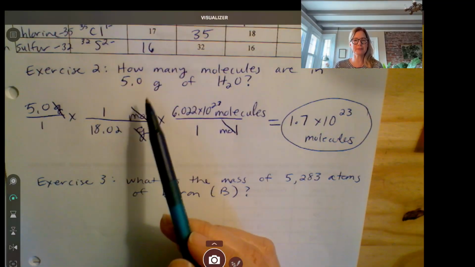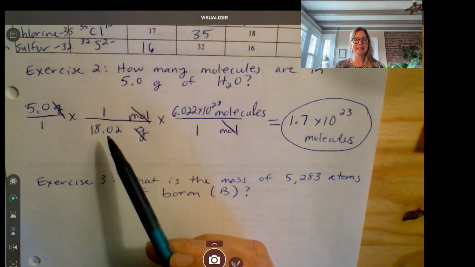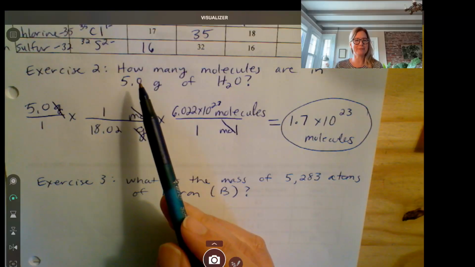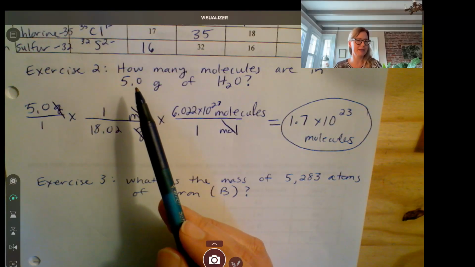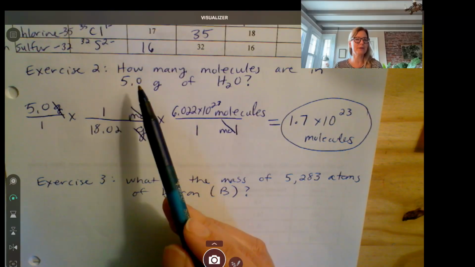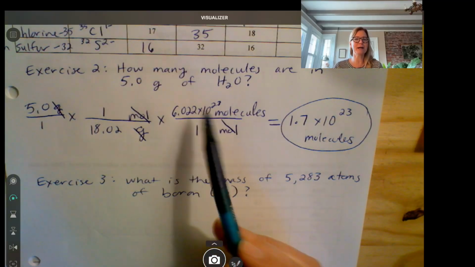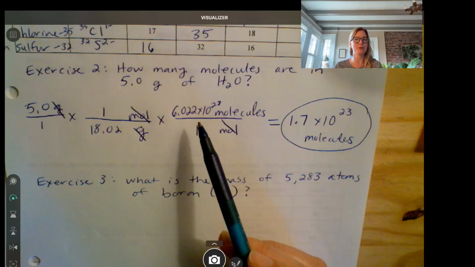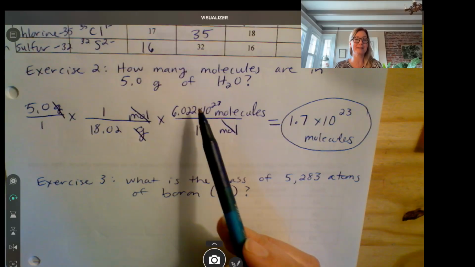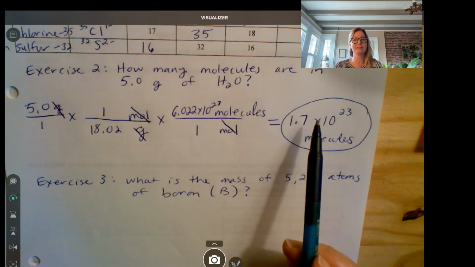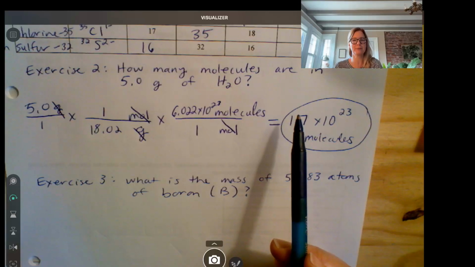If we have 5 grams of water and it's 18 grams in a mole and we only have 5 grams, we know we have less than a mole, right? We know there's this many molecules in a mole and we have less than a mole, so it makes sense that our answer is less than 6.02 times 10 to the 23rd, which it is, okay? So we can tell our answer is in the right ballpark.